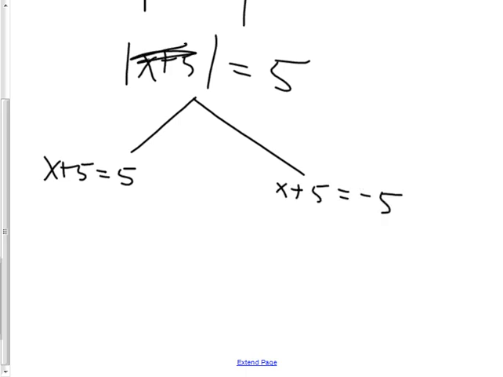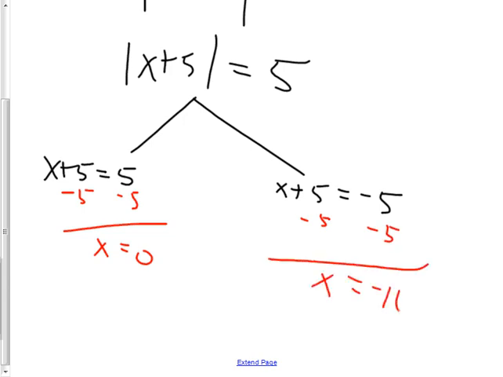Because remember, what's underneath my scribble here has to either be a 5 or a negative 5 for this to work. All right, so now, minus 5, x has to equal 0, minus 5, x has to equal negative 10. Could that be right? It is. So I got two different answers there.